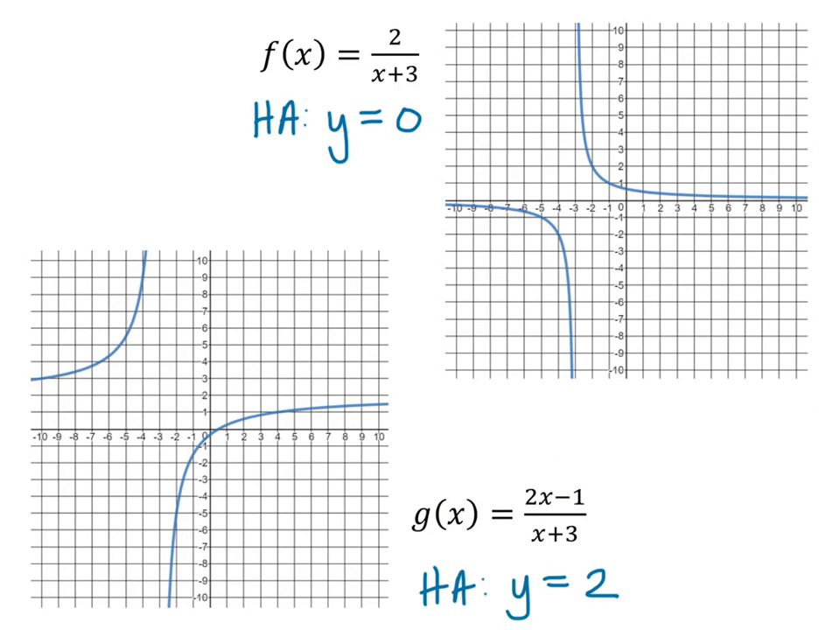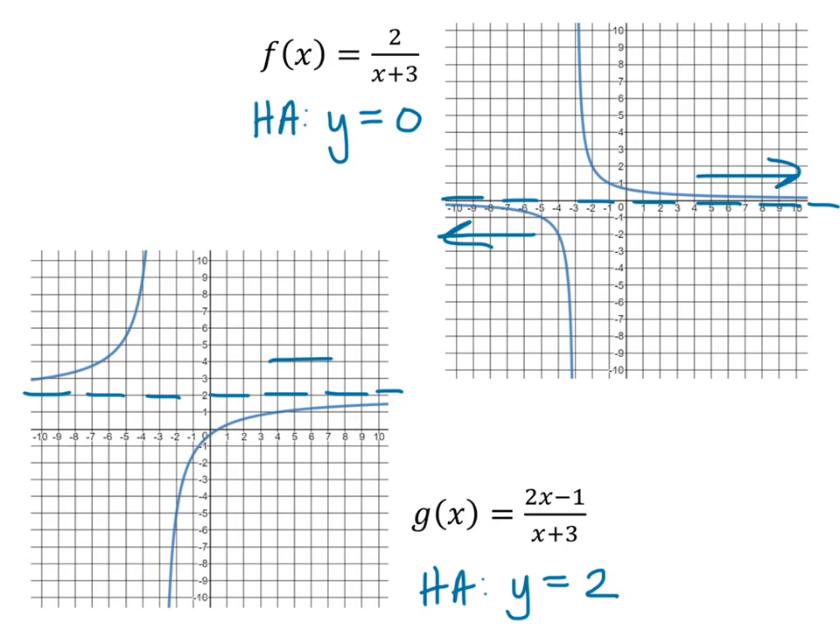Let's take a quick look here. Here's f of x in our upper right corner, and notice how the horizontal asymptote is y equals 0. So as x approaches positive infinity going to the right, the function is approaching 0 but in a positive direction. As x is approaching negative infinity to the left, the function is approaching 0 but in a negative direction, meaning it's coming from below. Here's g of x, our horizontal asymptote is y equals 2.